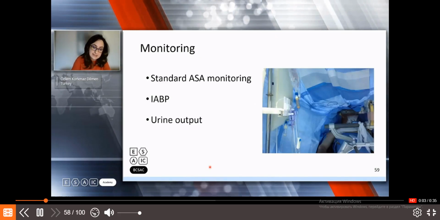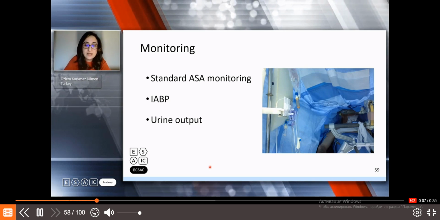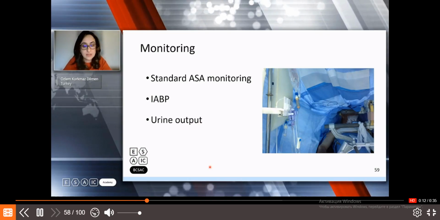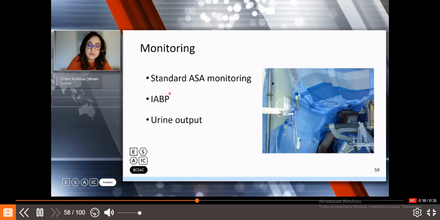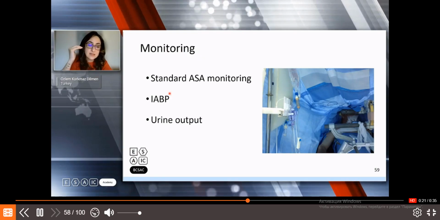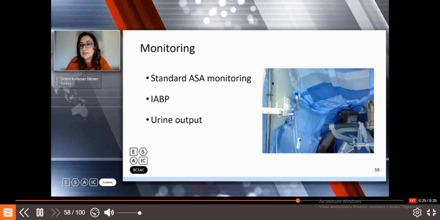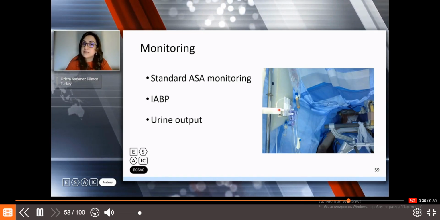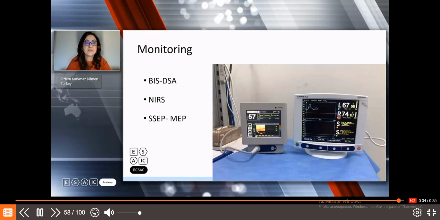Besides standard ASA monitoring, invasive arterial pressure and urine output monitoring are used in patients undergoing craniotomy. The invasive arterial blood pressure transducer should be placed at the level of the tragus to measure correct cerebral perfusion pressure. If the patient is undergoing surgery in the sitting position, the correct transducer location is here.